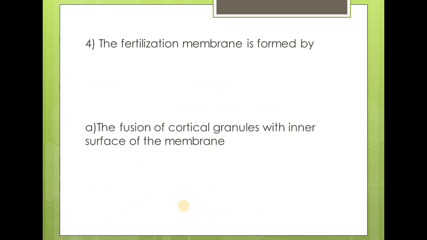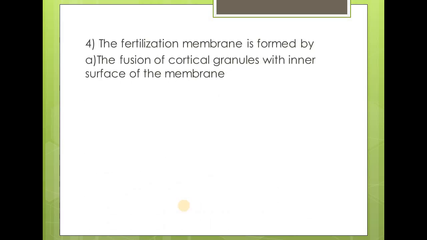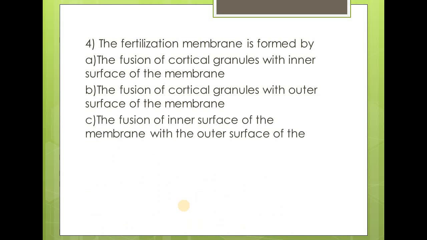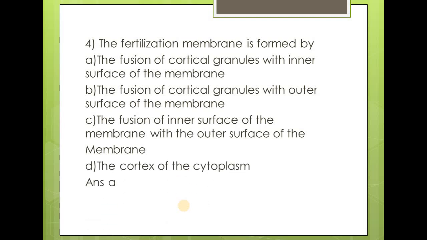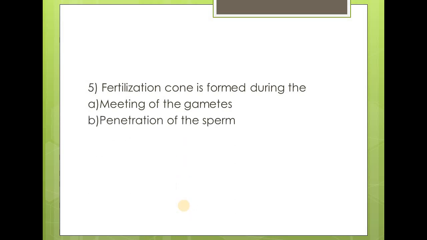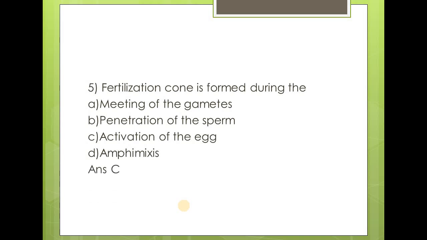The fertilization membrane is formed by: the fusion of the cortical granules with the inner surface of the membrane, the fusion of the cortical granules with the outer surface of the membrane, the fusion of the inner surface of the membrane with the outer surface of the membrane, the cortex of the cytoplasm. The answer is the fusion of the cortical granules with the inner surface of the membrane. Fertilization cone is formed during: the meeting of the gametes, the penetration of the sperm, the activation of the egg, the amphimixis. The answer is the activation of the egg.